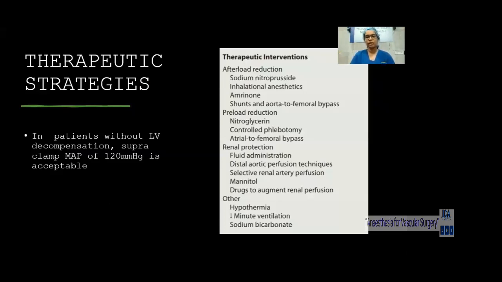The therapeutic strategies or interventions that can be used during the aortic clamping are afterload reduction by sodium nitroprusside and inhalational anesthetics, preload reduction by using nitroglycerin or controlled phlebotomy, and renal protection, as was discussed earlier.